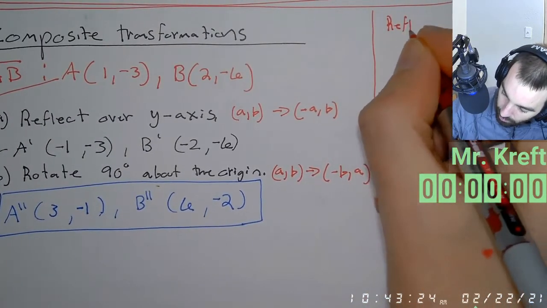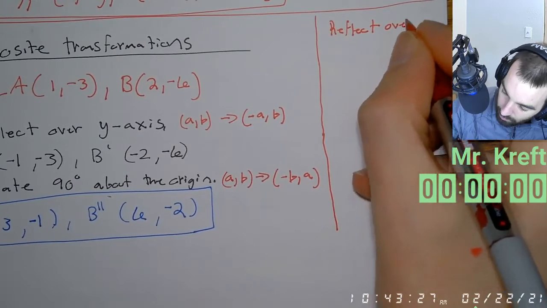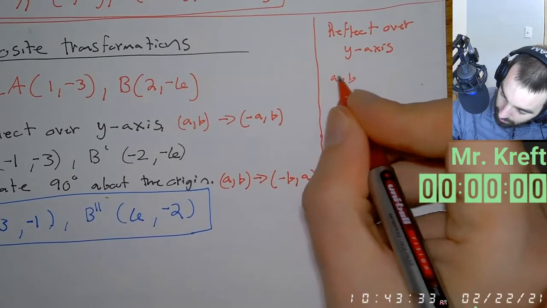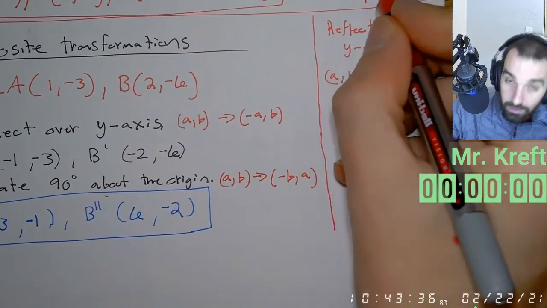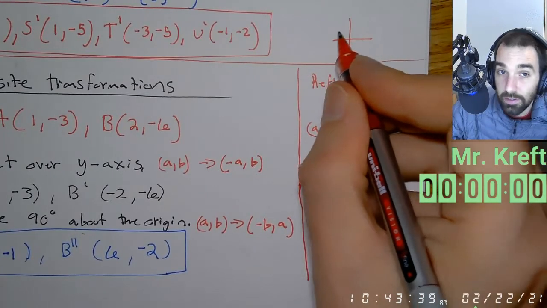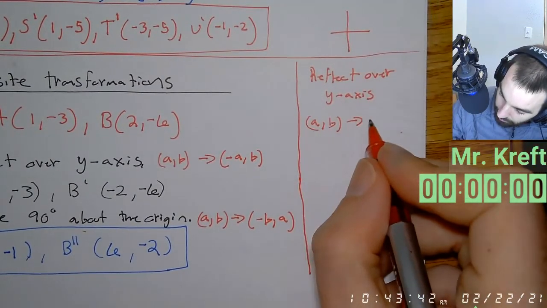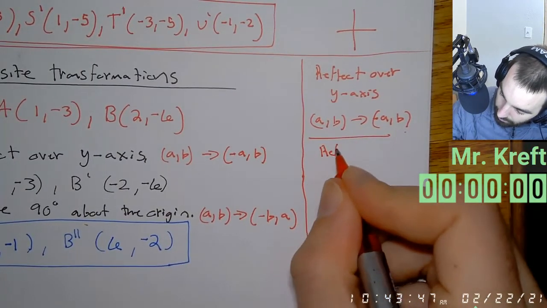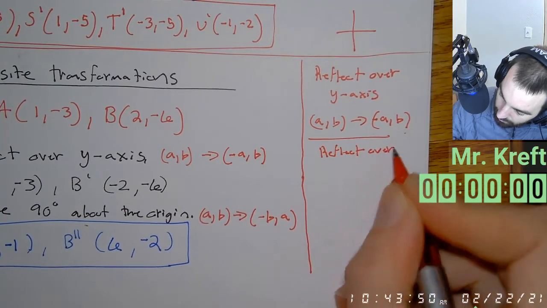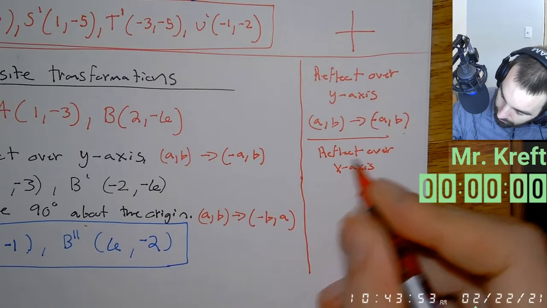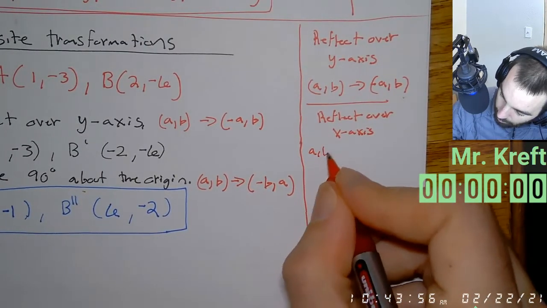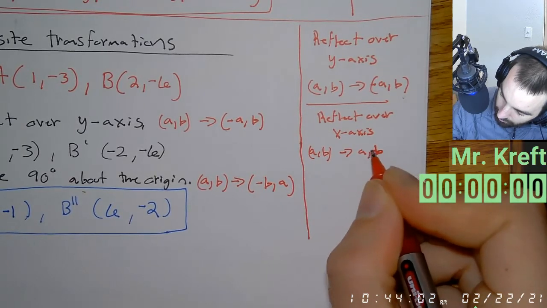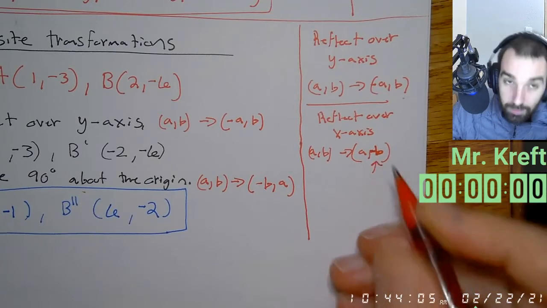Sure, let's do this. So if we reflect over the y-axis, then you're going to go from AB. Now, if you're reflecting over the y-axis, right, you're going left to right. So if you go left to right, your x changes, but your y doesn't. So that is going to be -AB. And then if you reflect over the x-axis, you take every point AB, and your x's stay the same, but your y's, that's a -B.